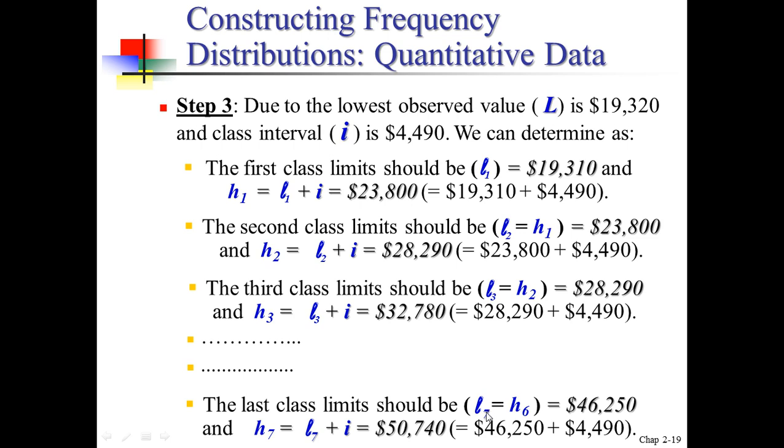And do the same way up to the last one. The last one should be 7 because K equals 7. That's why if you know H6, just take H6 equal to L7. When you know L7, you plus I, you will get H7.